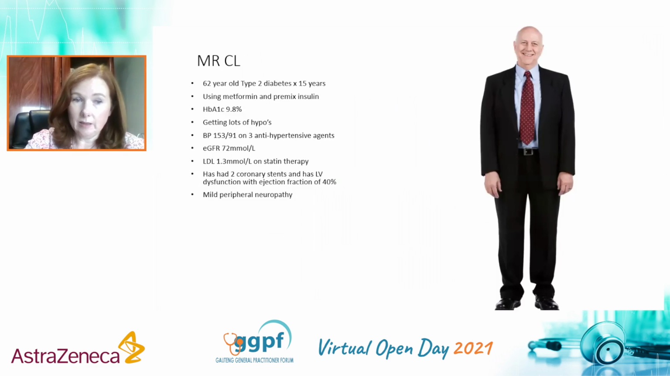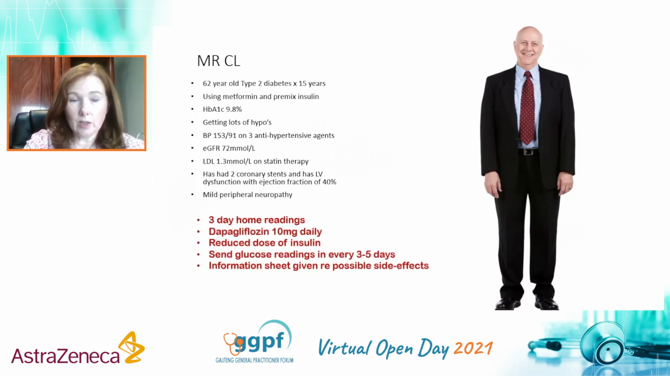So Mr. CL, the standout thing here is he has established cardiovascular disease. He's getting lots of hypos and he has poor diabetes control despite these hypos. So I would send this patient home and ask him to do 3-day home readings. I'm going to definitely reduce his insulin and see whether premix insulin is ideal for him.